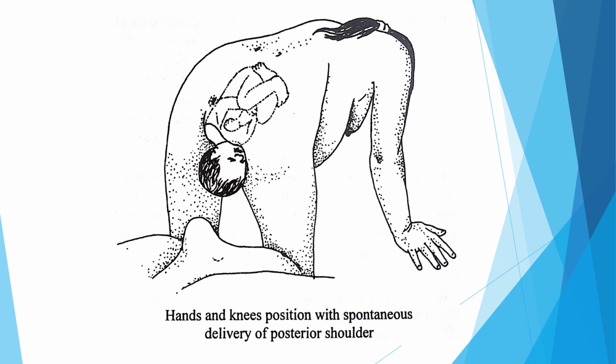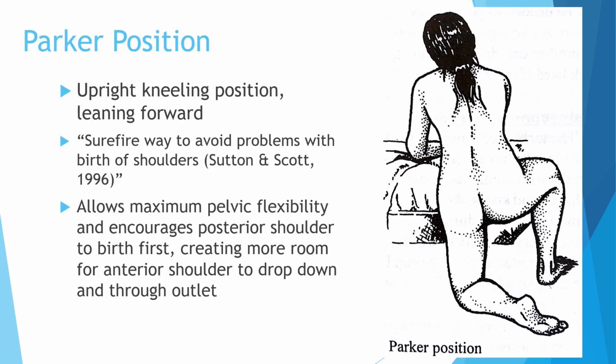So this is a great picture of hands and knees, and when the baby comes out, what we're seeing with the shoulder. Parker position is an upright kneeling position where you're slightly leaning forward. It's a great way to accentuate that oblique diameter of the pelvis. A surefire way to avoid problems with the birth of shoulders. Allows maximum pelvic flexibility and encourages the posterior shoulder to birth first, creating more room for the anterior shoulder. So it's a great position for mamas to deliver their babies.